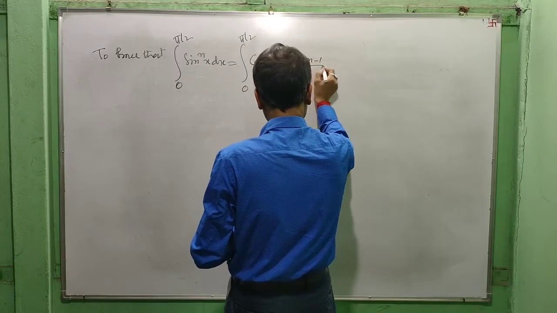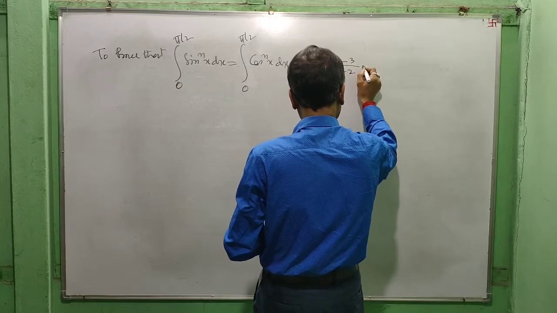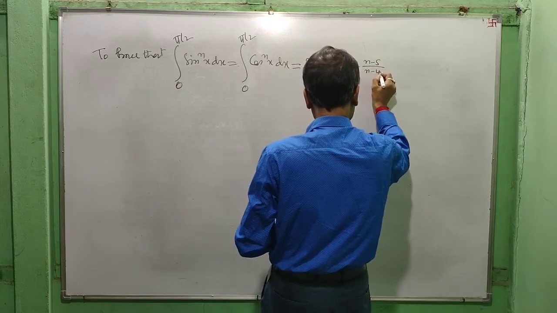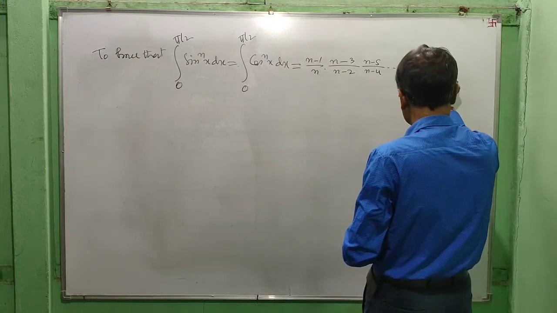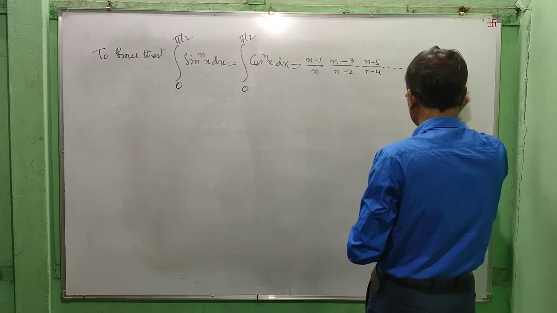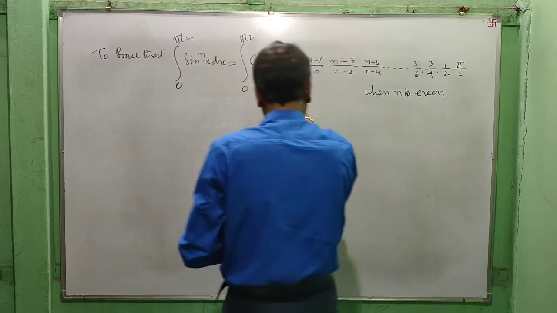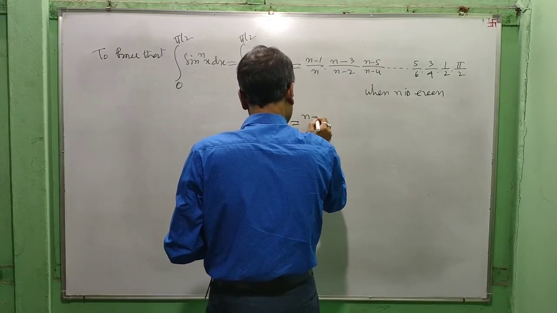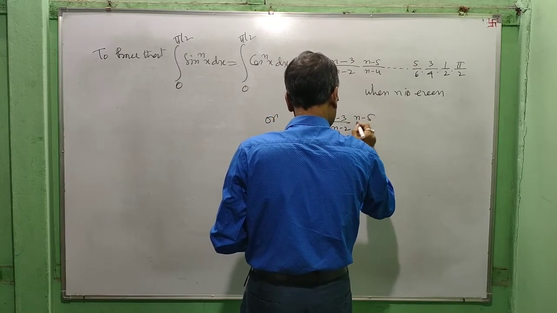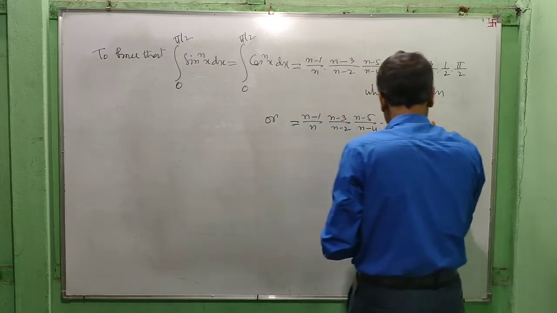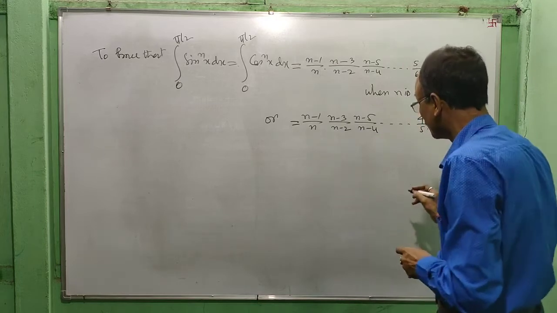(n minus 1) by n into (n minus 3) by (n minus 2) into (n minus 5) by (n minus 4), down to 5 by 6 into 3 by 4 into 1 by 2 into pi by 2, when n is even. Or this is equal to (n minus 1) by n, (n minus 3) by (n minus 2), (n minus 5) by (n minus 4), like this, down to 4 by 5, 2 by 3, 1, when n is odd.